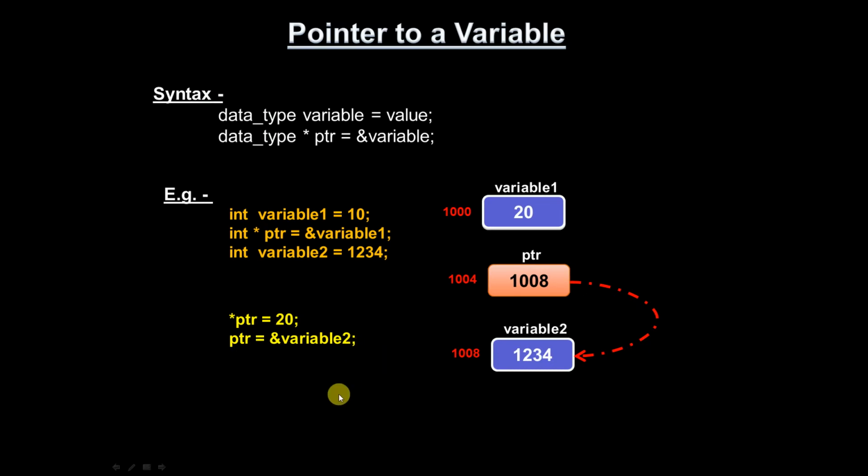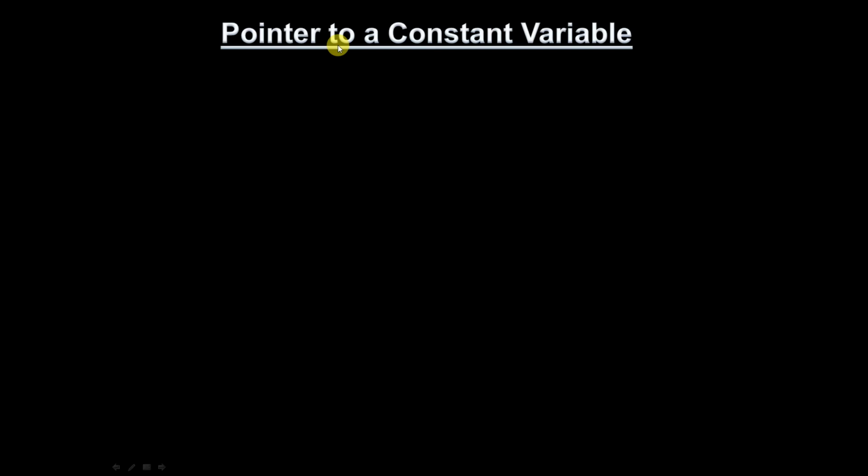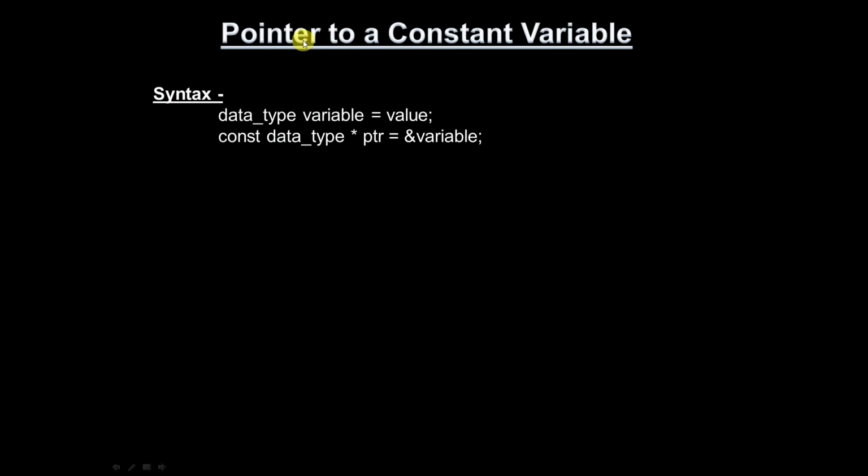Okay, now next type, so pointer to a constant variable. Now let's observe. Here I am creating a pointer, but it is pointing to a constant variable. Generally, data type variable equals to value. Now this is a normal variable. Now you have to create a pointer which is pointing to a constant data member, meaning wherever it is pointing, that particular variable will behave like a constant. Okay, now const data type star ptr equals to address of variable.